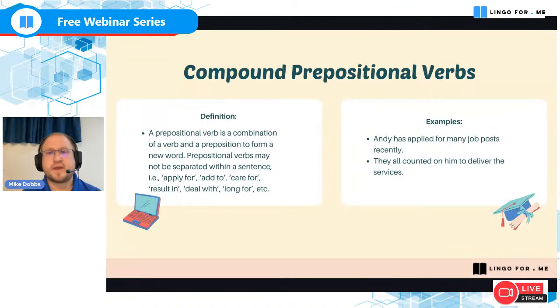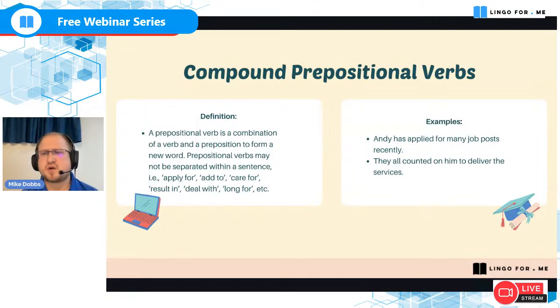We have deal with, meaning you just have to address or try to fix or solve. So maybe you have a leak in your apartment and water is leaking. You have to deal with the problem, meaning you have to take care or try to fix the leak so no more water is leaking in your house or apartment. And then long for, meaning to desire or to wish, with wishful thinking. Maybe you went on vacation to a beautiful country or a beach and you long for the time when you can go back there and visit.